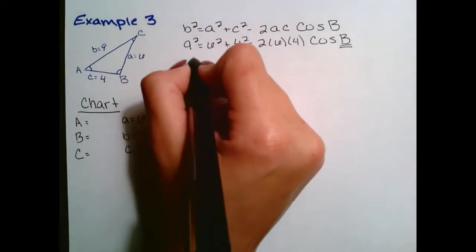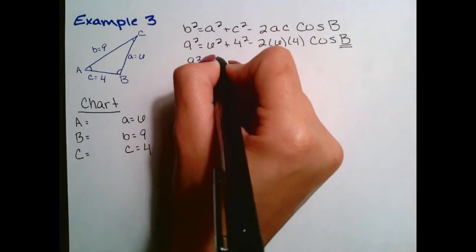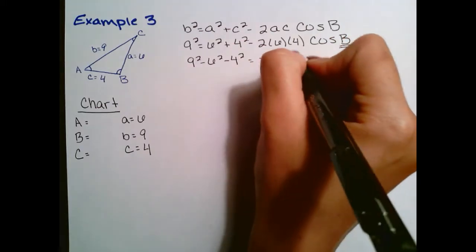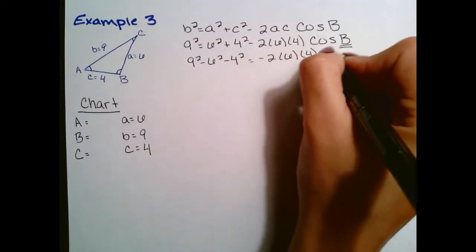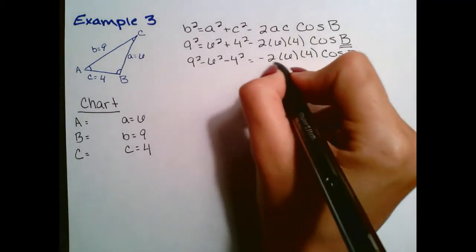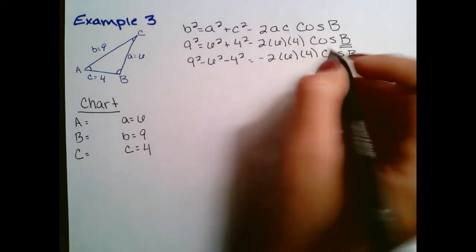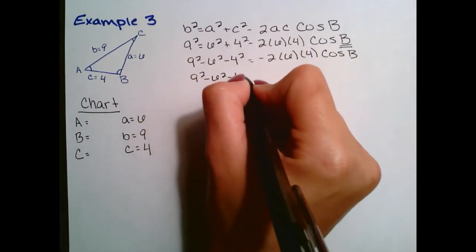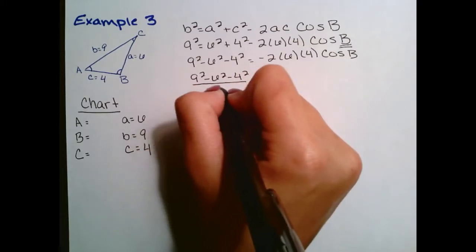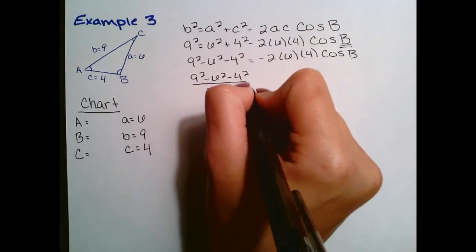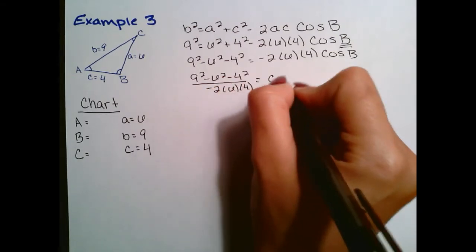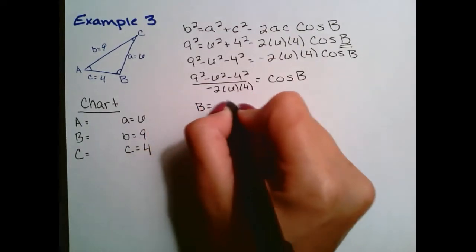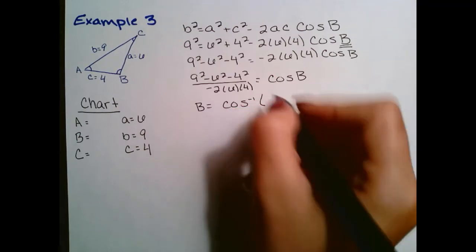So we start by subtracting the 6 squared and the 4 squared first. Next, we divide by this negative 2 times 6 times 4. And lastly, to get that B by itself, we do inverse cosine. So we can say B equals inverse cosine of this fraction.